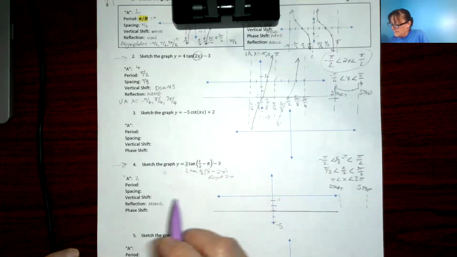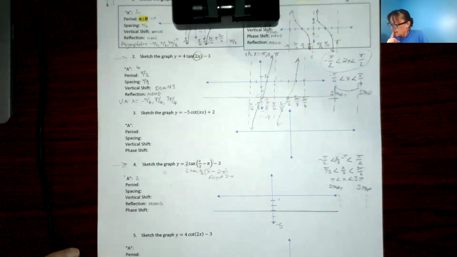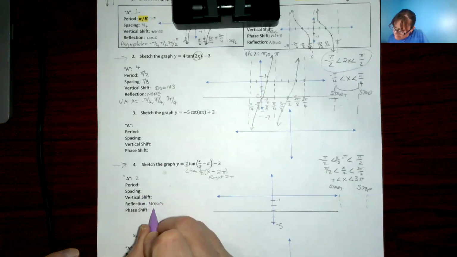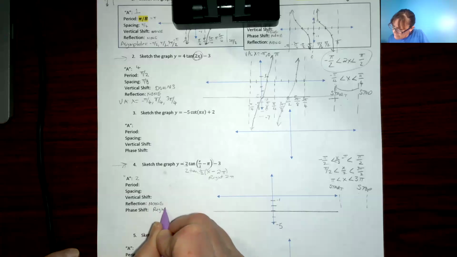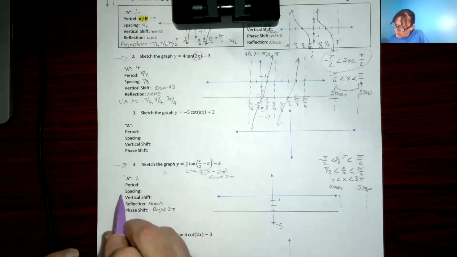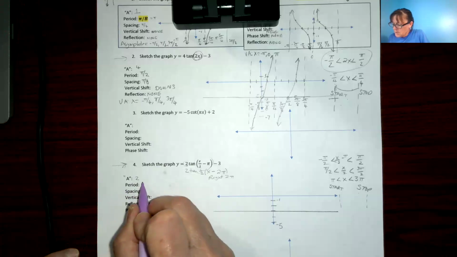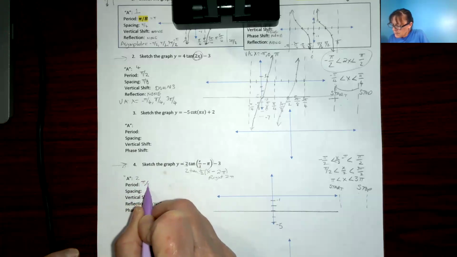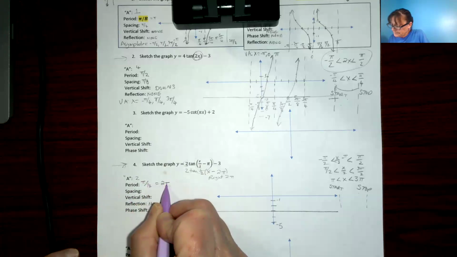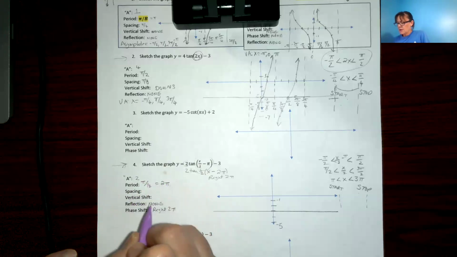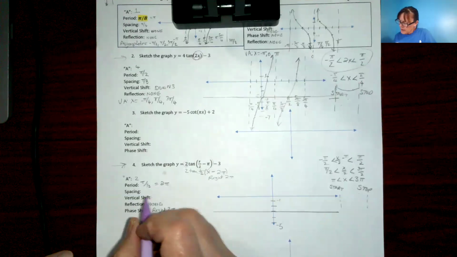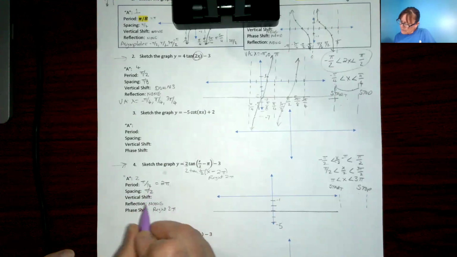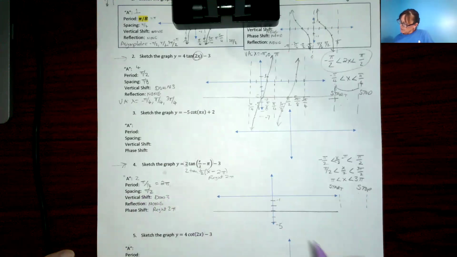2 pi. All right, we're going to shift to the right 2 pi. The period is pi, because it's tangent, divided by b, divided by 1/2, which is going to be 2 pi. The spacing is going to be 2 pi divided by 4, which is pi over 2. We're going to shift this down 3. All right, the spacing is pi over 2.